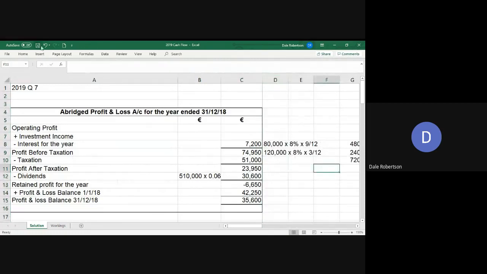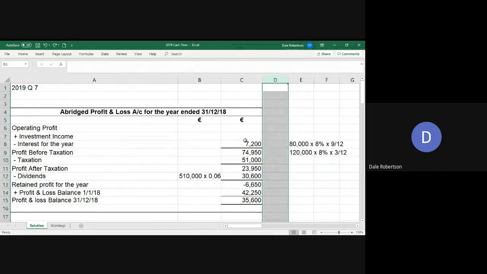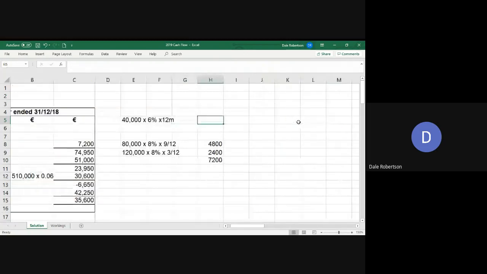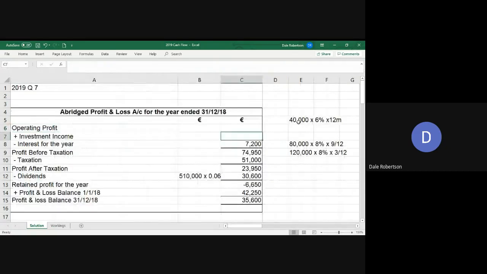Now, then we have our investment income. Well, that's a slightly different one. I'm just going to do this further up. And we have an investment of 40,000 according to the balance sheet. And we're told that the investment yields us, and we're looking at note number 6 here, a 6% return. And of course, that's for 12 months. And that's going to be a nice straightforward 2,400. There's no change in the investment. That's going to be a straightforward 2,400.